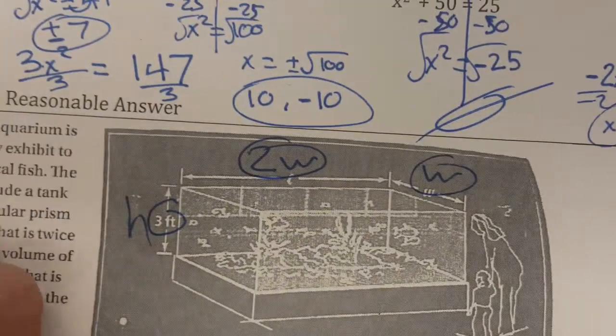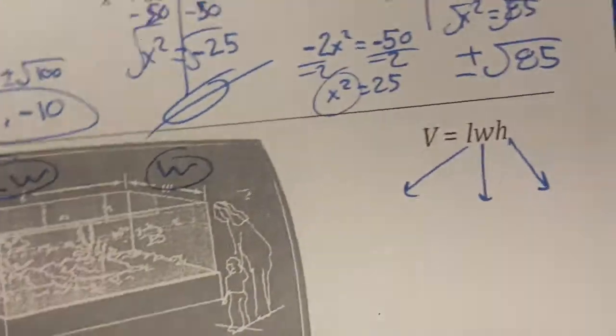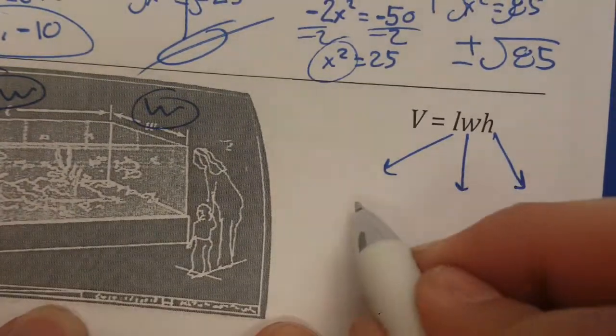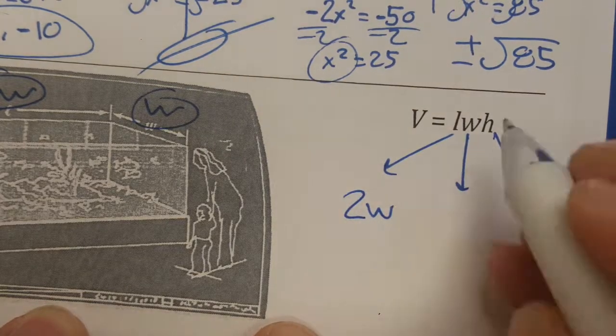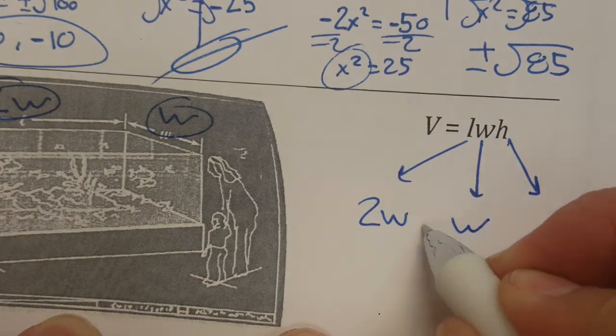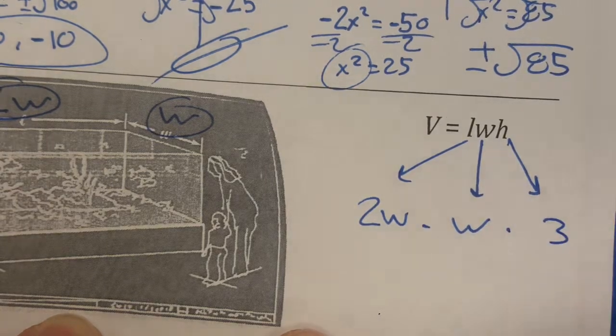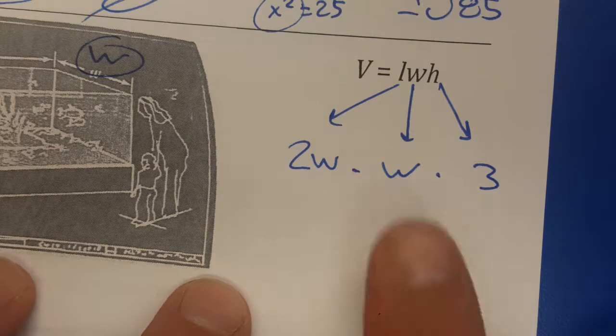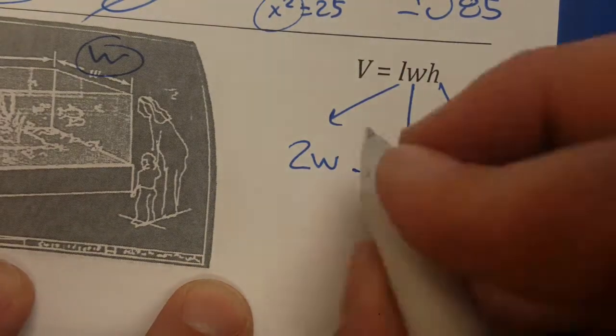How do you find volume? You got to take length times width times height. So I have to take 2W, because that's what the length is. It says the length is 2 widths, and the width is just the width, and then the height is 3, okay? So if I gotta multiply these 3 things, it's gotta equal the volume. So I'm gonna go ahead and multiply these 3 things.